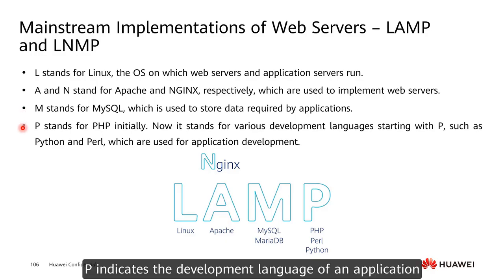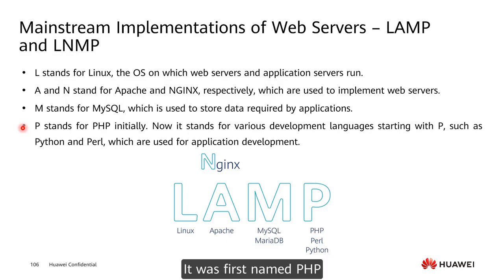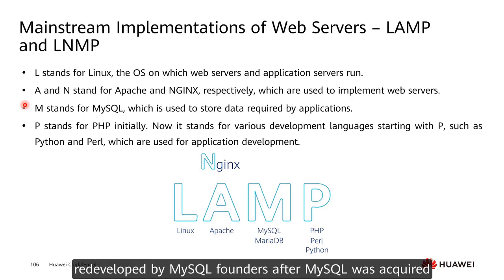P indicates the development language of an application. It was first named PHP and now refers to multiple development languages starting with P, such as Python and Perl. In addition, M also stands for MariaDB, which is an open-source database redeveloped by MySQL founders after MySQL was acquired. The usage method is basically the same as that of MySQL.